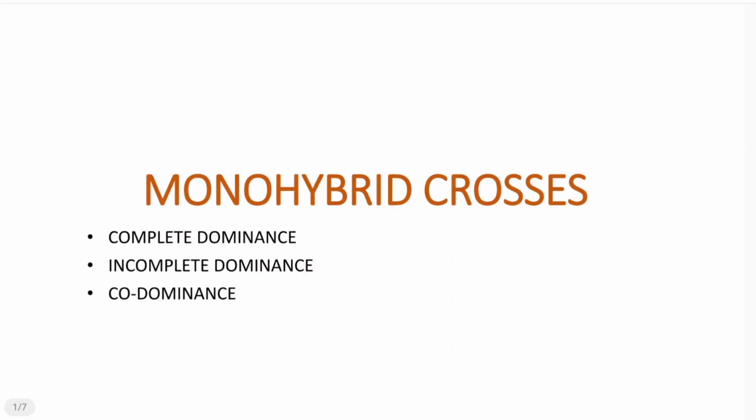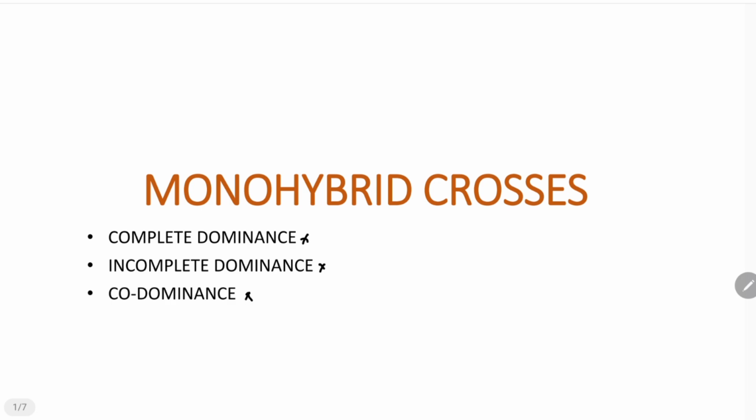Today we focus on monohybrid crosses. Now, we have three different types of monohybrid crosses. We can have what we call complete dominance, we can have incomplete dominance, and we can have codominance. Today, we're only going to focus on complete dominance, right?